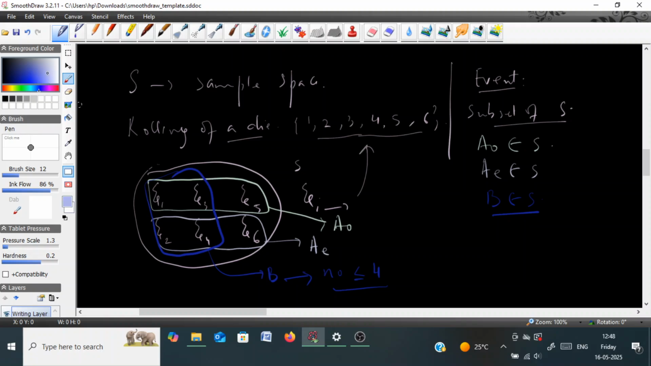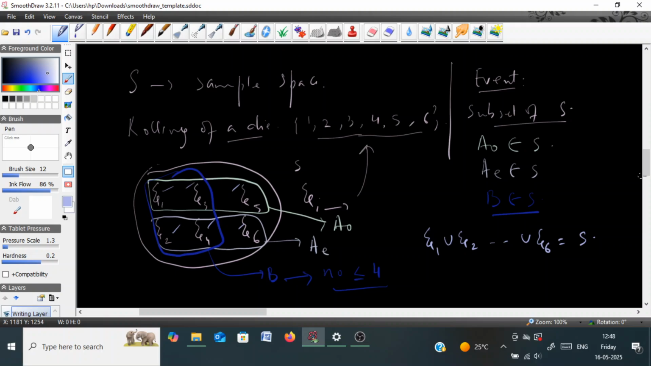So all of these, zeta 1, zeta 2, zeta 3, zeta 4, zeta 5, zeta 6, which are basically the values 1, 2 up to 6, are called elementary events. If you take the union of all these elementary events, you get the entire sample space, and an event is a subset of the sample space.